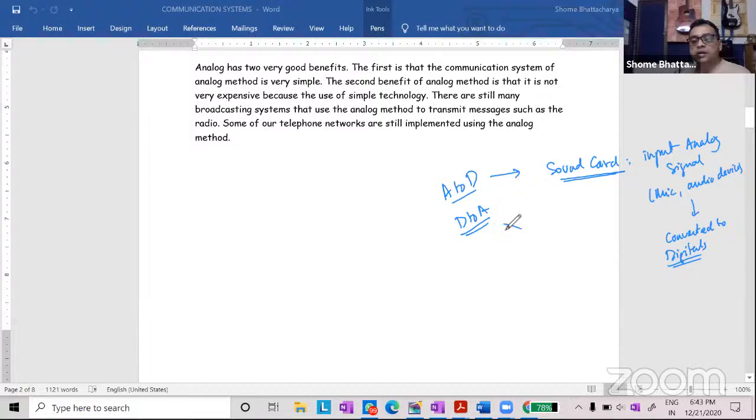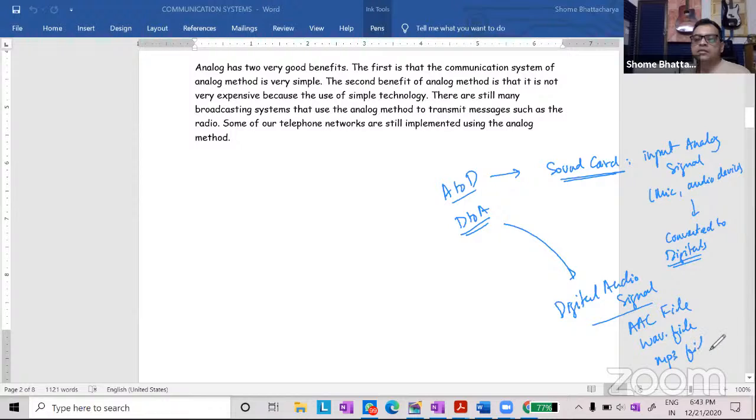And at the other end of the sound card, there's also D to A happening, where the computer, after processing the sound in the digital domain, the digital audio signal, like an AAC file, or a wave file, or even an MP3 file, its output goes into the digital to analog converter, the D to A converter, and converts it into an analog signal.